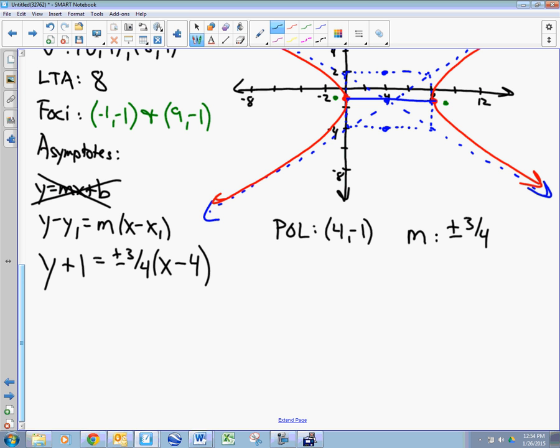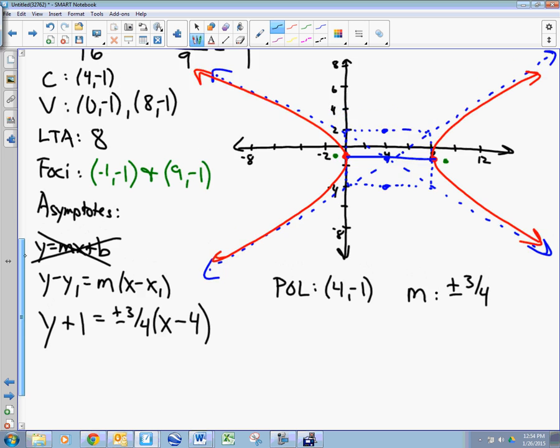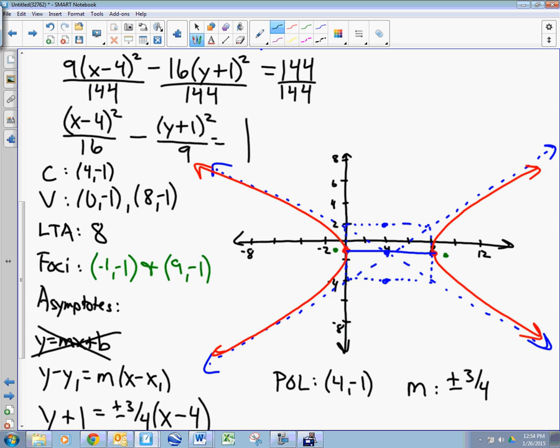You're looking at my grid. These are 2 each. Over 2, over 4. Each tick mark is 2. So if you look at it this way, my rise for my box is 3. My run for my box is 4. Rise is whatever is under the y. Run is whatever is under the x.